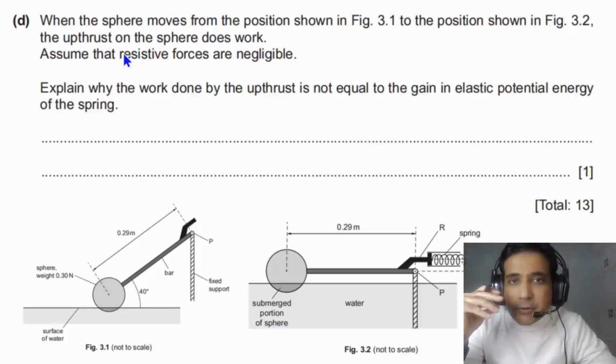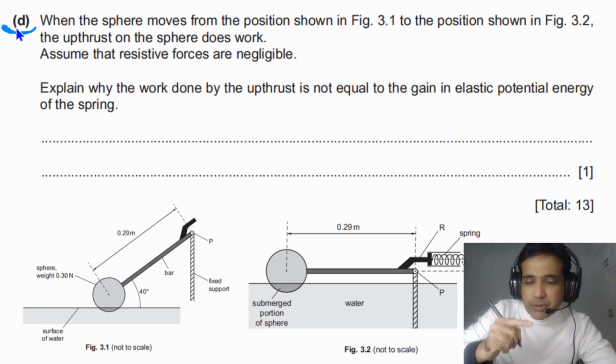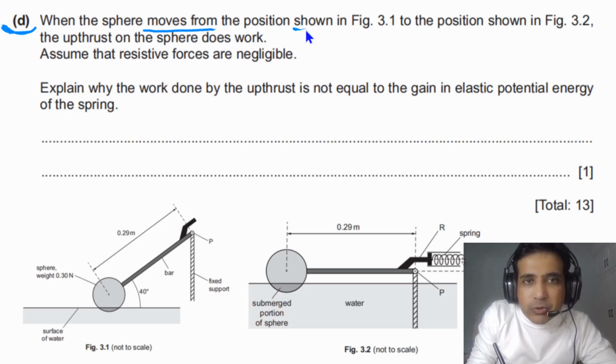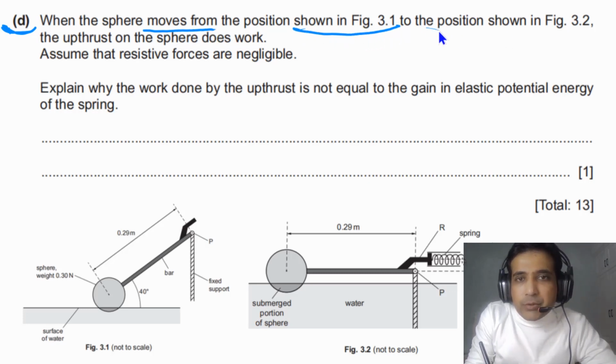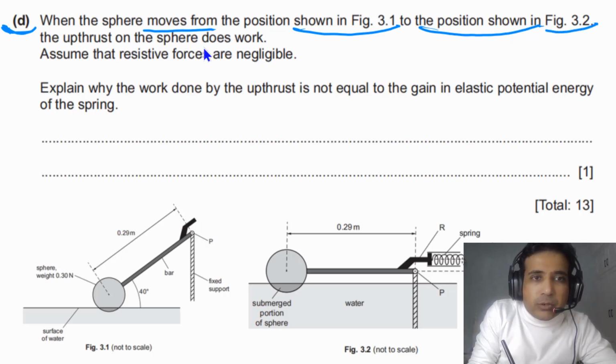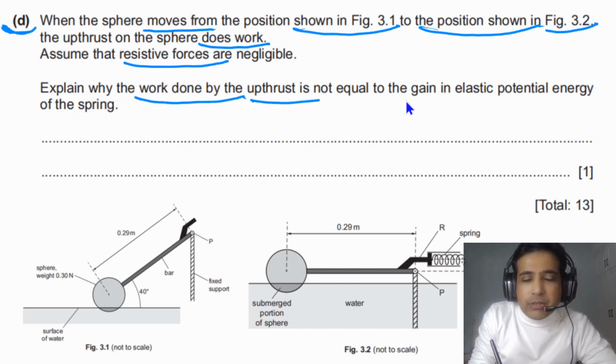In today's class, first of all, we will start from part D because this was not included in the last video, and then we will go to question 4. For part D, it is given to us that when the sphere moves from the position shown in figure 3.1 to the position shown in figure 3.2, the upthrust on the sphere does work. Assume that resistive forces are negligible. We can ignore resistive forces in this case, and we need to explain why the work done by the upthrust is not equal to the gain in elastic potential energy of the spring.